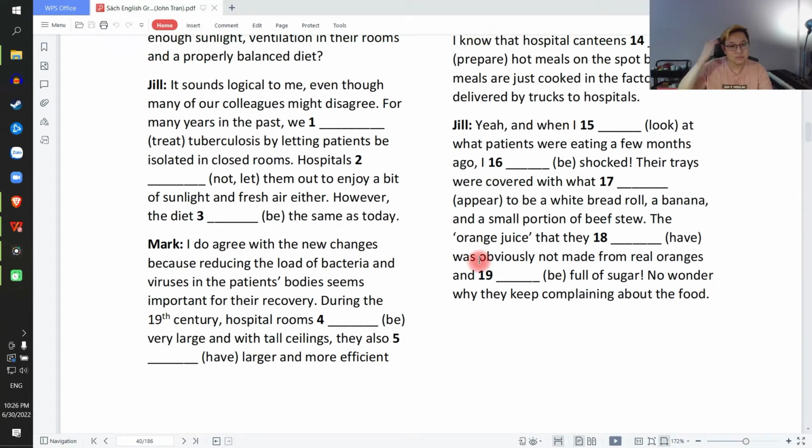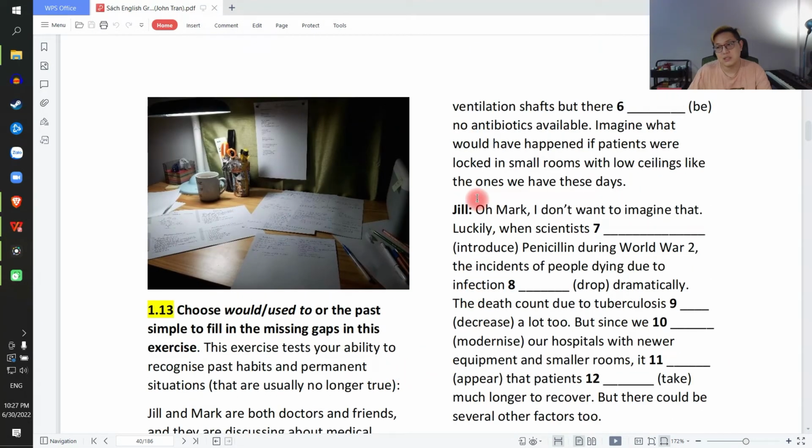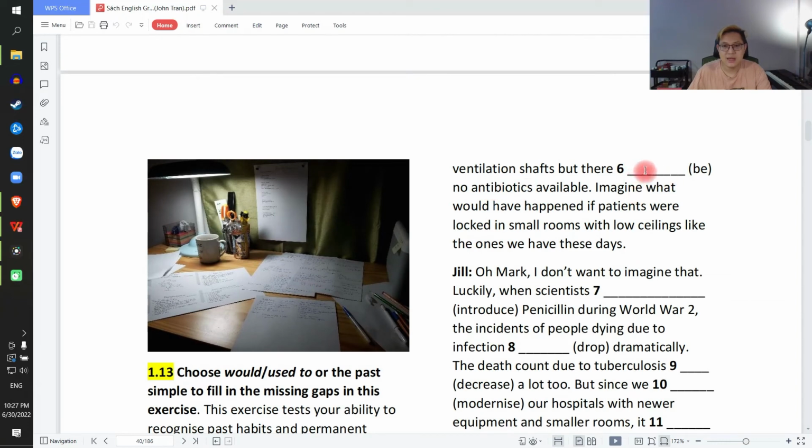Đó chính là gì? Trong suốt thế kỷ thứ 19, những cái phòng bệnh viện đã were very large, rất là bự, to bự, với tall ceiling, với những cái trần nhà rất cao. They also had larger, họ cũng có những cái ventilation shafts, những cái gọi là ống thông khí mà bự hơn và hiệu quả hơn nữa. Nhưng mà đã lúc đó làm gì có thuốc kháng sinh mà xài. So there were no antibiotics available.